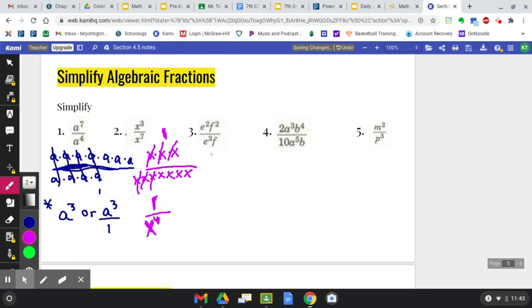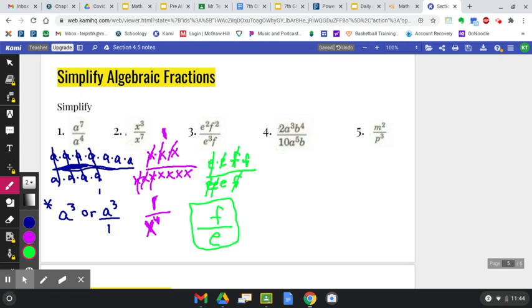All right, so number 3, 2 variables, same thing, right? So we can go e times e, f times f, and then the bottom there's 3 e's and 1 f, right? I can only cancel variables that are alike, right? Meaning e over e is equal to 1, right? E over e equals 1, and f over f equals 1. So I'm left with an f on the top in the numerator, right, and an e on the bottom in the denominator. Cannot cancel those out. Those are different variables.